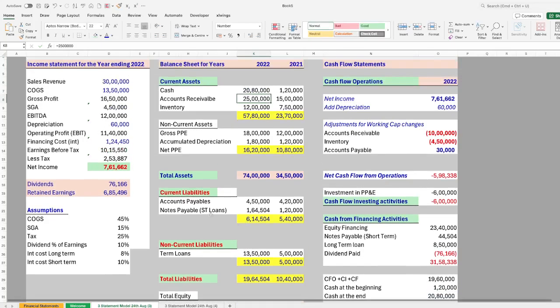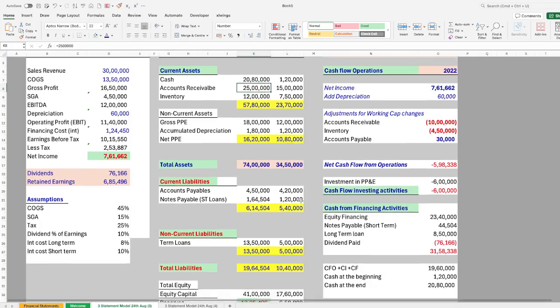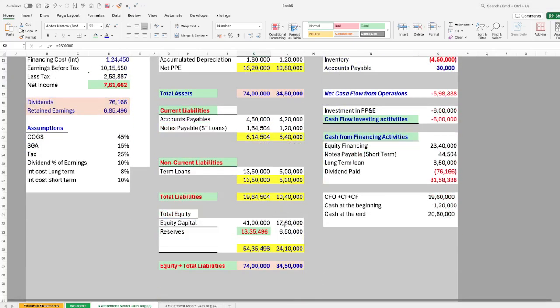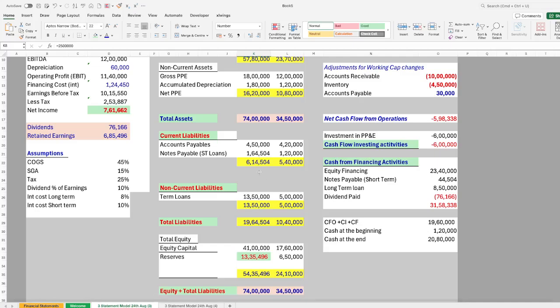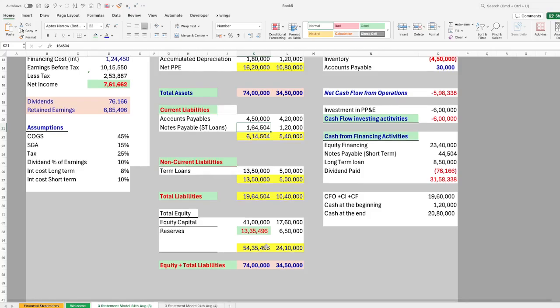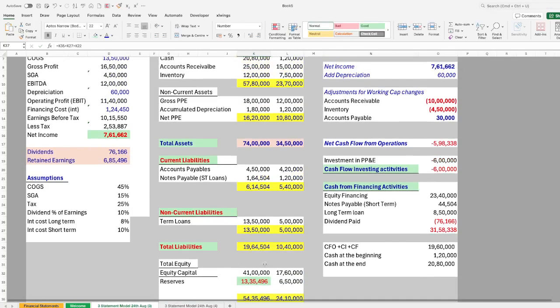Now, all these things can be managed. If there is any item that you cannot balance, you can always take one plug variable, such as short-term loans, to balance it, and you can do some adjustment here. One important item is the reserves: last year's reserves plus this year's reserves is added here. So the balance sheet is perfectly tallying.